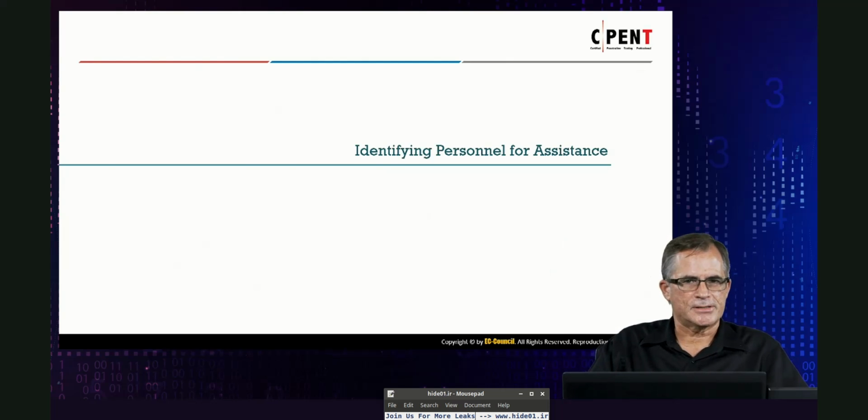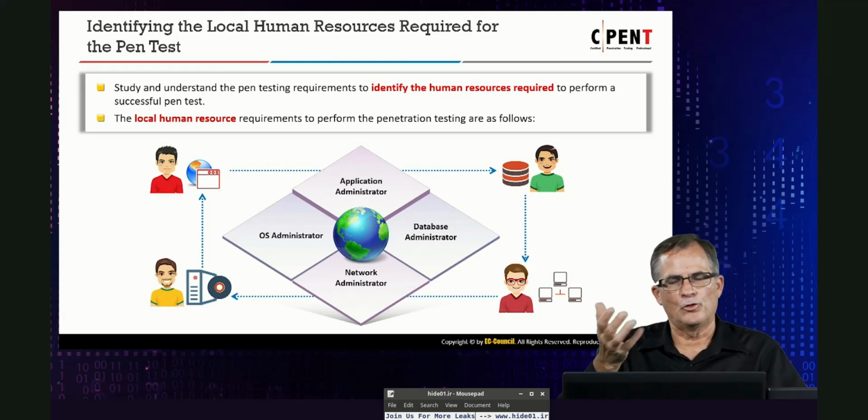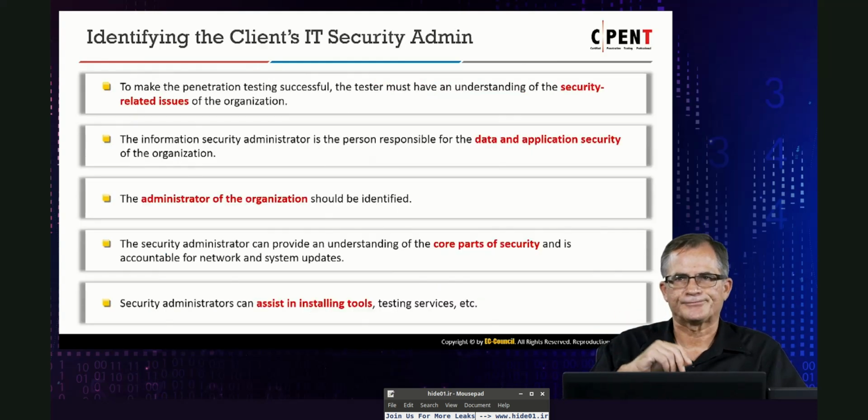Identify personnel for assistance. Who are the people who are going to assist you, right? Local human resources, right, for the pen test, those types of things. The local human resource, the application administrator, database administrator, network administrator, the OS administrator. All these are local resources we have to work with. Because when we're on site doing internal pen testing, we like to have an unauthorized or unauthenticated user, an authenticated user at a regular privilege level, and an authenticated user at a privileged level. All these are actually different things we can do when we're doing our testing. So we need the help of the local human resources to carry that out.